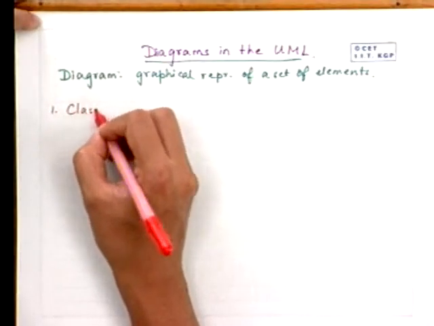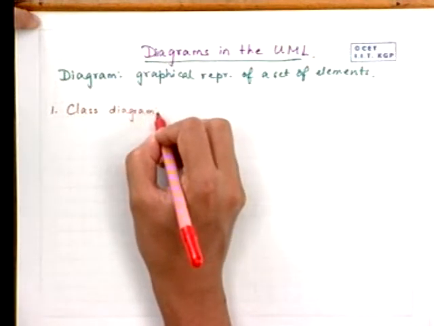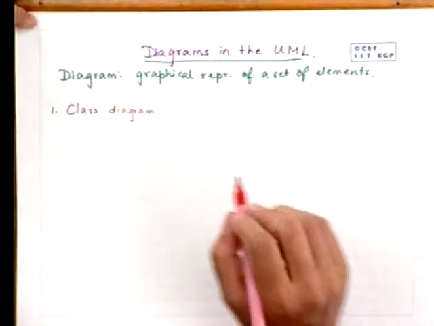Number 1, class diagram. Class diagram shows a set of classes, interfaces, collaborations, and their relationships.